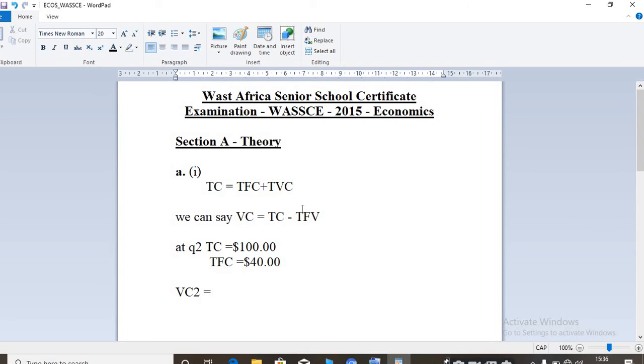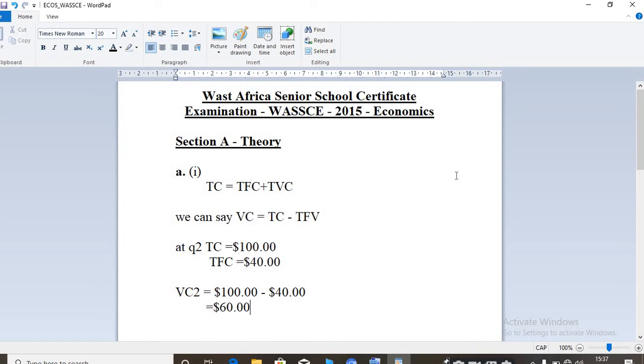Now that we've gotten the figures for the variables, we can substitute them into the formula. So from here we have VC2 equal to TC minus TFC. The total cost we know to be $100, less the fixed cost, which is $40. So what will be the final answer? Use your calculator. I hope you have it. The answer obviously is going to be $60.